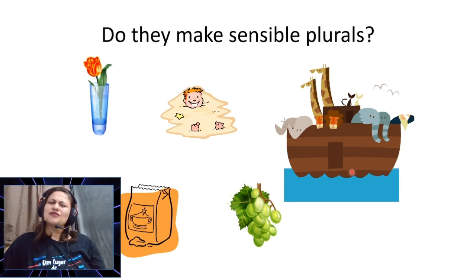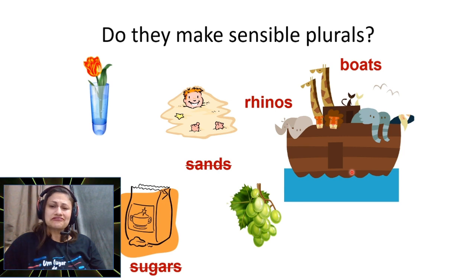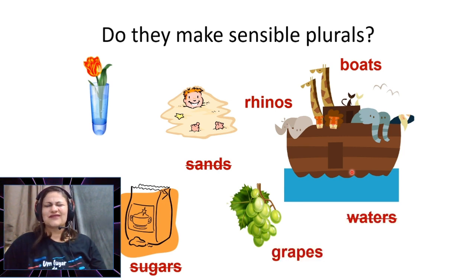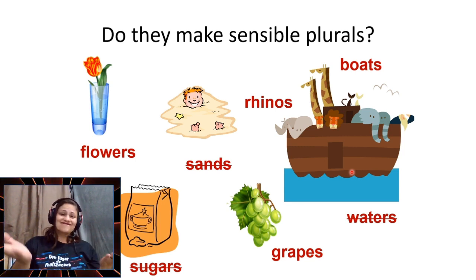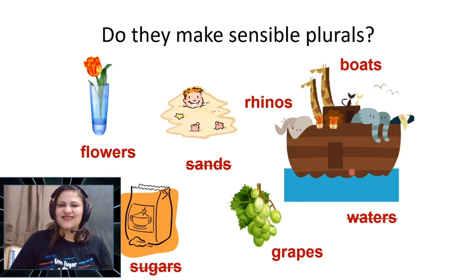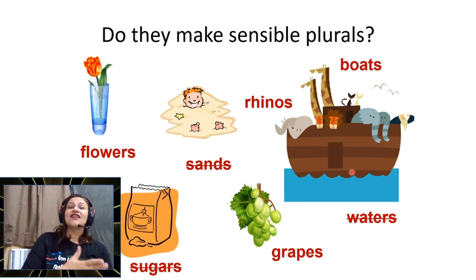So, do they make sensible plurals? Waters, sands, rhinos, boats, yes, sugars, grapes, waters, flowers, yes. I have here the sensible plurals: flowers, rhinos, boats, grapes. But sands, sugars, and waters, it's so weird, okay guys, because they are non-count nouns. I can't count separately like 1, 2, 3. I can't, okay?